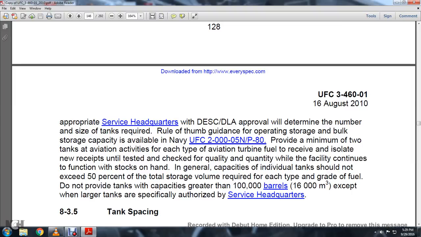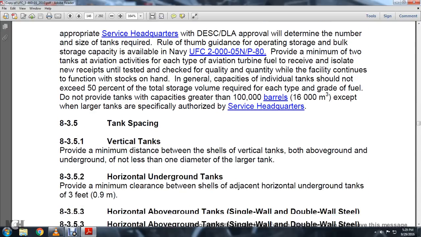in UFC 01005P, 05NP80, provided a minimum of 2 tanks. Aviation activities: each type of aviation terminal fuel is to be received in isolated tanks until tested and checked for quality and quantity, while the facility continues to function with the stock on hand. General capacity for individual tanks should not exceed 50% of the total storage volume required for each type and grade of fuel. Do not provide tanks of capacity greater than 100,000 barrels, except for larger tanks that are specifically authorized by the service headquarters.